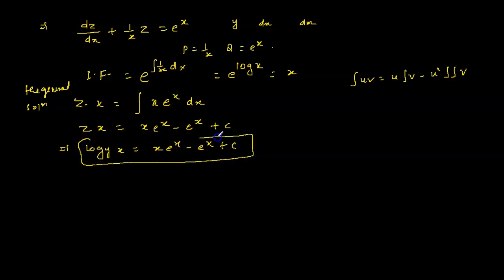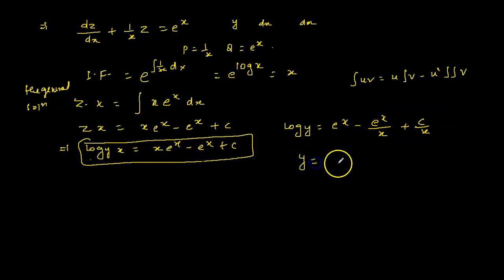This is the equation here. You can write it in terms of y. Any doubt? If you want to write in terms of y, first bring x to this side. So log y is equal to e to the power of x minus (e to the power of x)/x plus c/x, right? Yes. So for y, if you bring it here, everything becomes the power: y is equal to e to the power of (e to the power of x minus (e to the power of x)/x plus c/x).